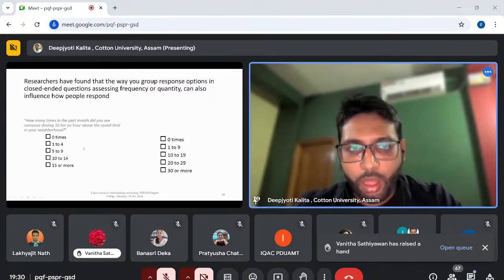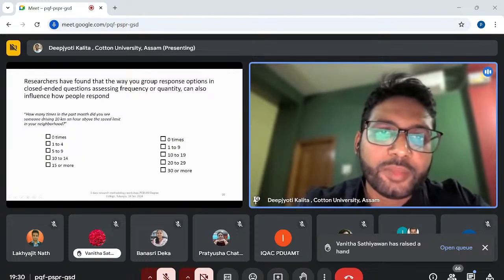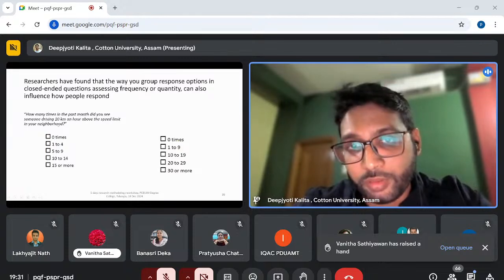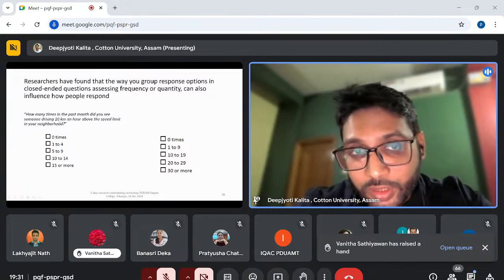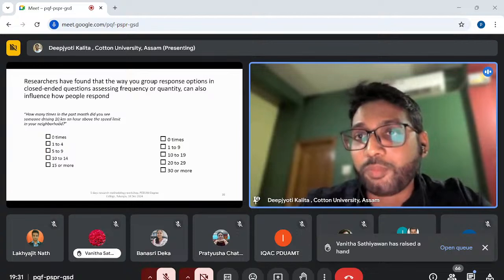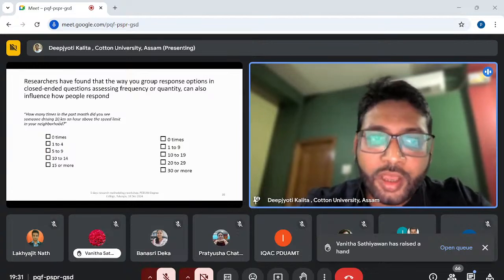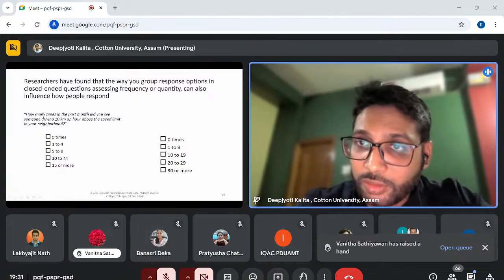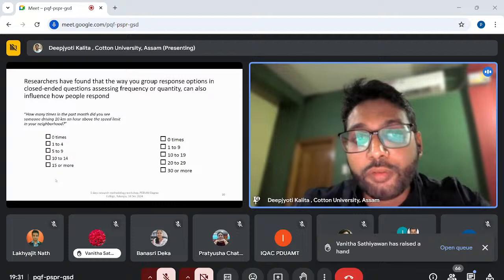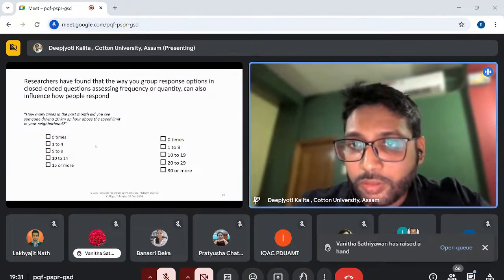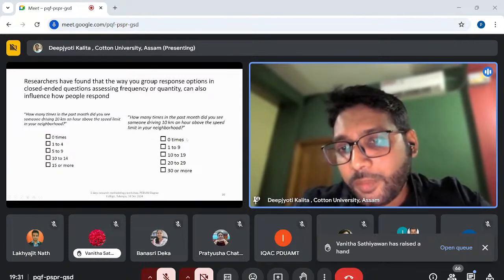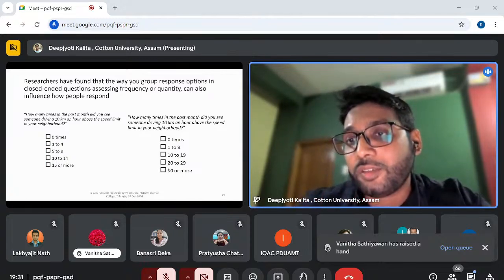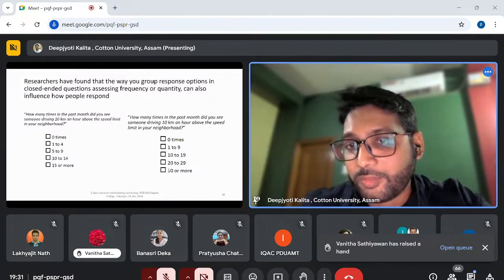Now, I ask you, how many times in the past month did you see someone driving 10 kilometers an hour above the speed limit in your neighborhood? As I am asking 10 kilometers, even though I have seen people driving 40 or 50 kilometers, the probability is that I may be choosing 5 to 9 or 10 to 14, even though my true answer, whatever I have seen, maybe it is 20 or 21. So for the same question, if you give the options like this, probably the probability of getting the right answer from the respondent is maybe high.